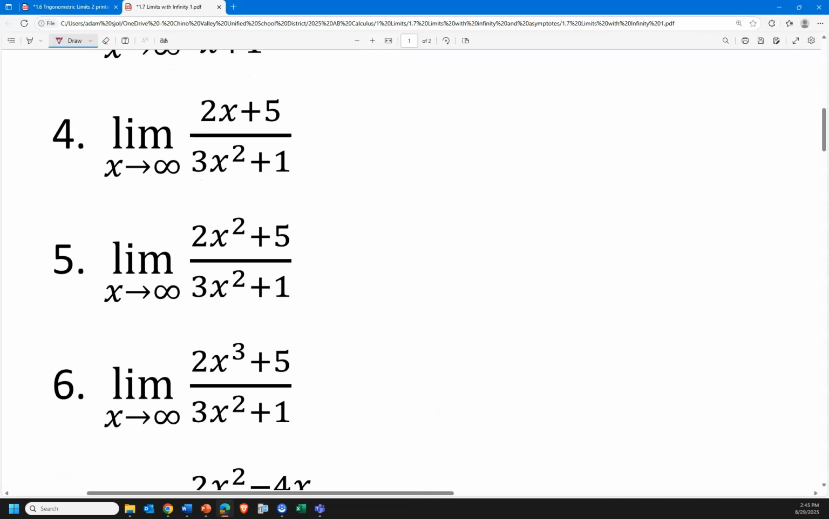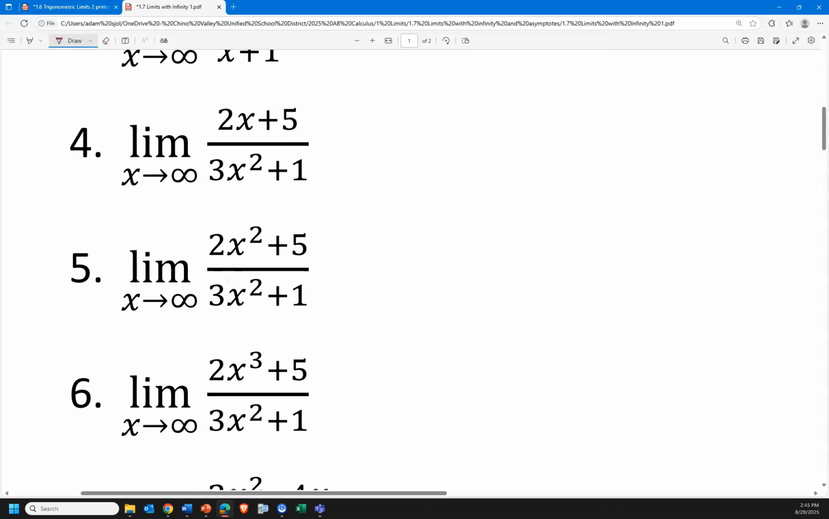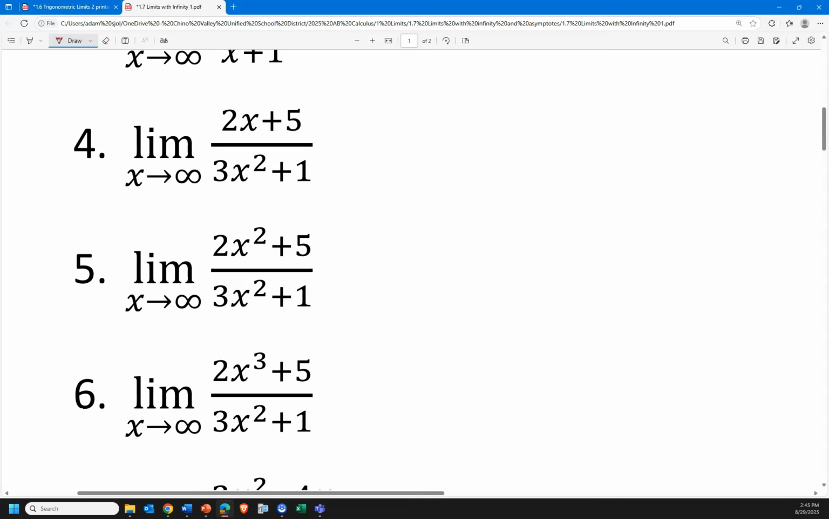I like the next sequence here. I don't know if you can see how these are related. 2x plus 5 over 3x squared plus 1, then 2x with a bigger exponent on top, plus 5 over the same 3x squared plus 1, and then 2x cubed plus 5 over the same denominator. It's Friday afternoon, I'm pretty tired. Another 3x squared plus 1. Okay, so in the case of number 4, the limit as x approaches infinity, can we go bigger? Nope, we can't.